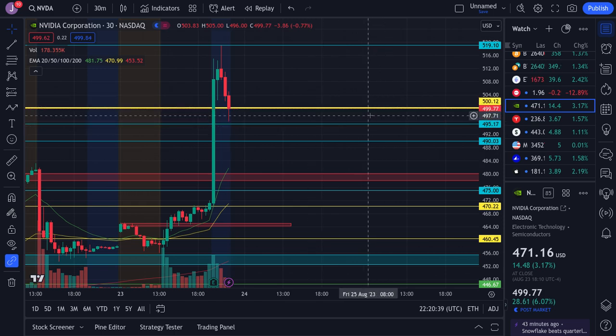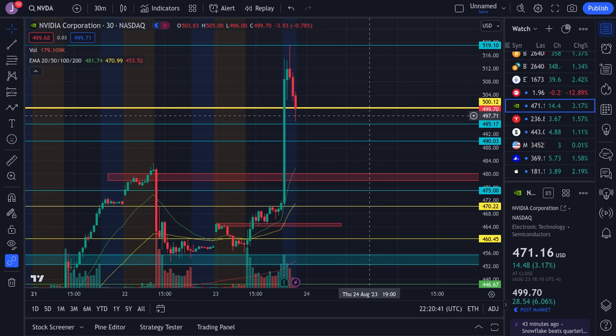But overall, I still think that Nvidia is going to get a nice open tomorrow, a little pop before this thing starts to cool off a little bit. Overall, it's still doing quite well. It should close green tomorrow, looking very, very strong relative to the market.